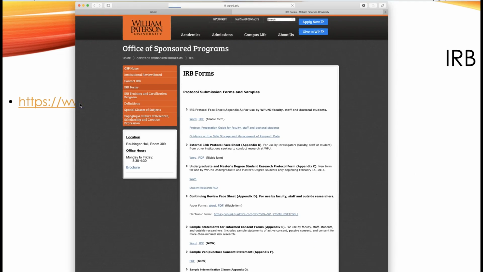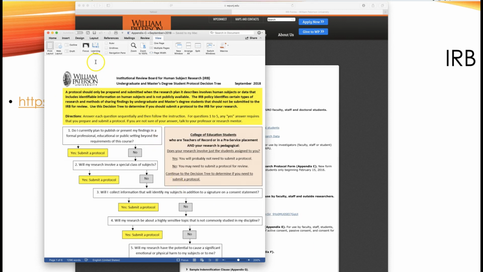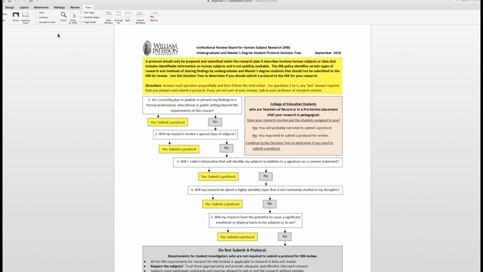As I mentioned, I'm going to have you do the IRB, but there is a nice little form on the IRB website for Wayne Patterson that gives us a walkthrough as to when you need to absolutely submit a protocol.